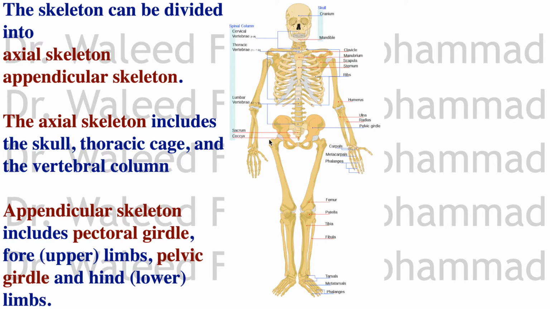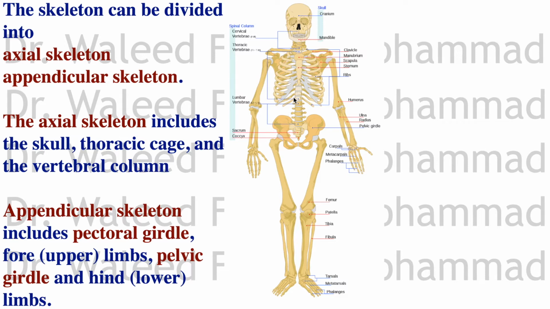You can divide the skeleton into an axial skeleton, the one in the middle, that supports the center of the body, consists of the vertebral column, the rib cage, and the skull. This is the axial skeleton. And the appendicular skeleton. The appendicular skeleton is the pectoral girdle. Girdle means belt أو حزام عظمي. Pectoral girdle for the upper limbs, our four limbs, and the pelvic girdle for the hind limbs, الأطراف الخلفية أو الأطراف السفلى, the lower limbs.